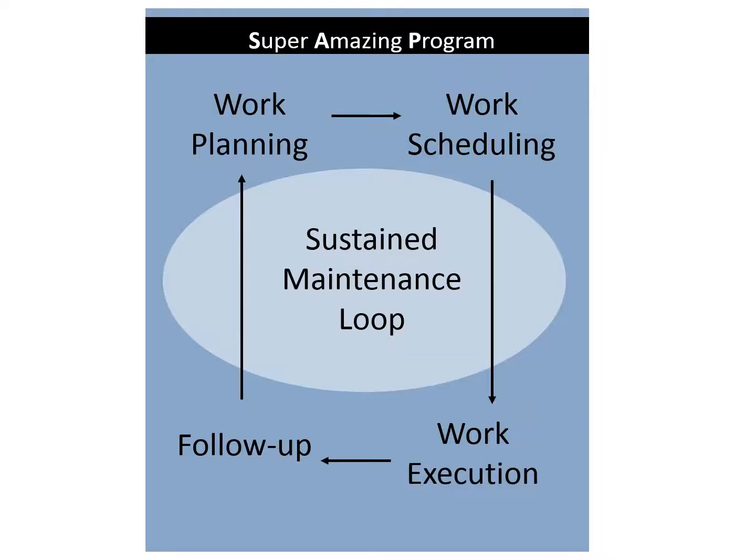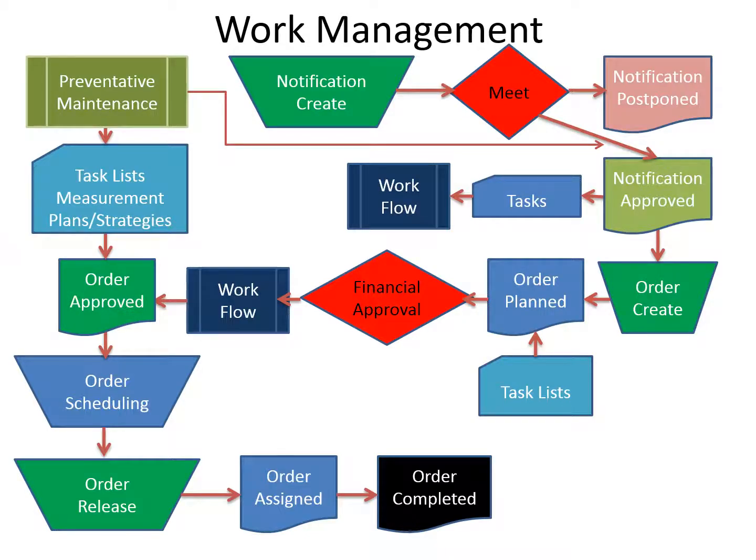This slide shows the simplified sustained maintenance loop, like I mentioned earlier, where you do the work planning, work scheduling, work execution, and follow-up. The next slide is a little bit more detailed. And here's a more comprehensive work management flow chart. So from the notification getting created, people can have a meeting to discuss what they're going to do, they cancel it, postpone it, or approve it. And within a notification in itself, they can manage tasks and workflow, but most often in maintenance, they turn a notification that's approved into a work order that copies everything from the notification.